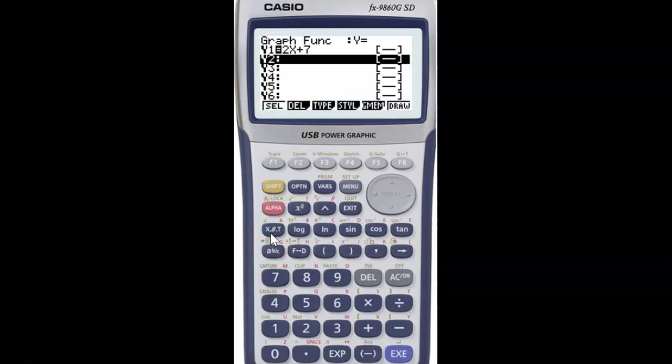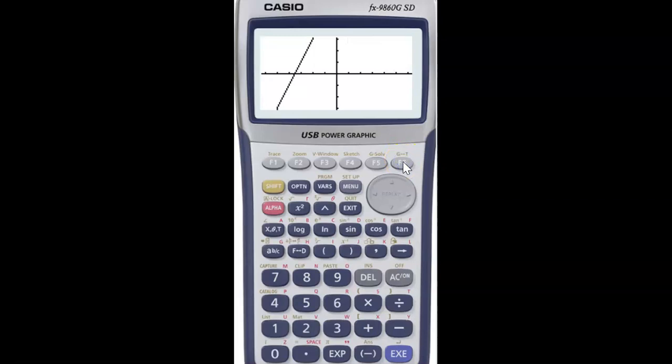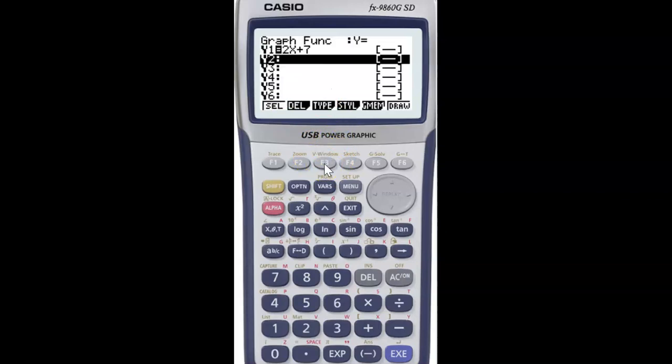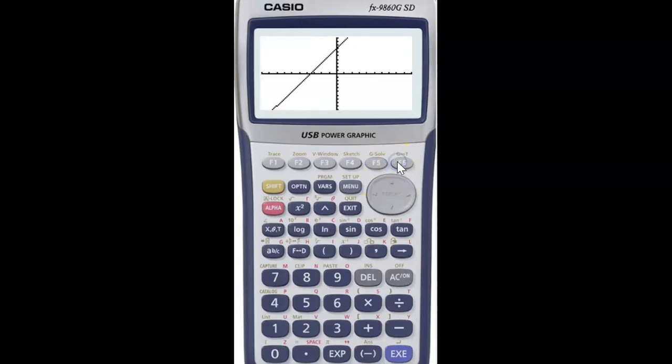Now, there's a couple of things I'm going to show you today. Let's draw that graph. Okay, so when I draw it, remember we talked about looking at the entire graph. I want to see more of the graph, so I'm actually going to click this F3, which was view window, and I'm going to click STD, which standardizes it from -10 to 10 in both directions.